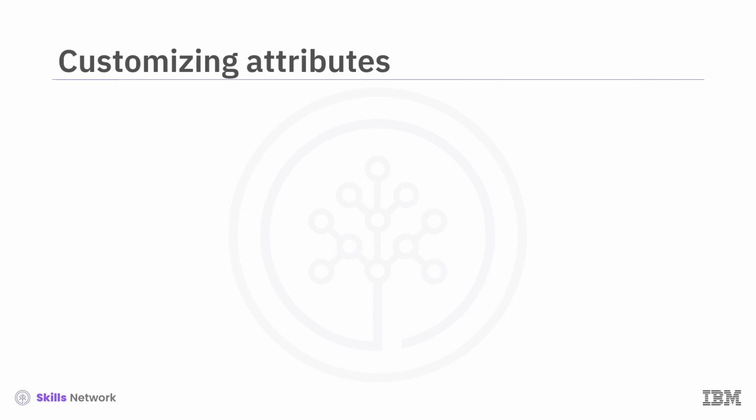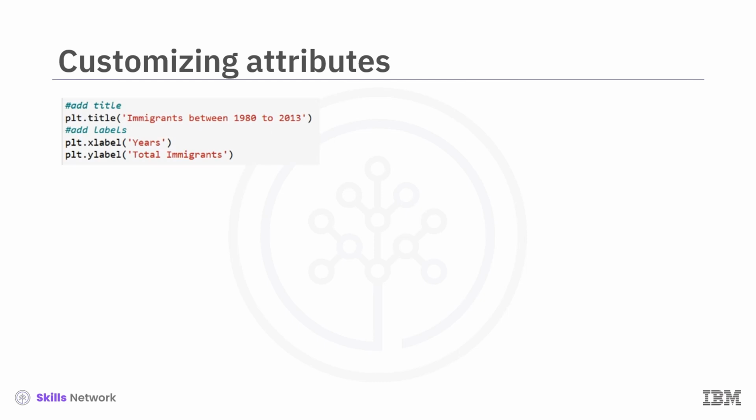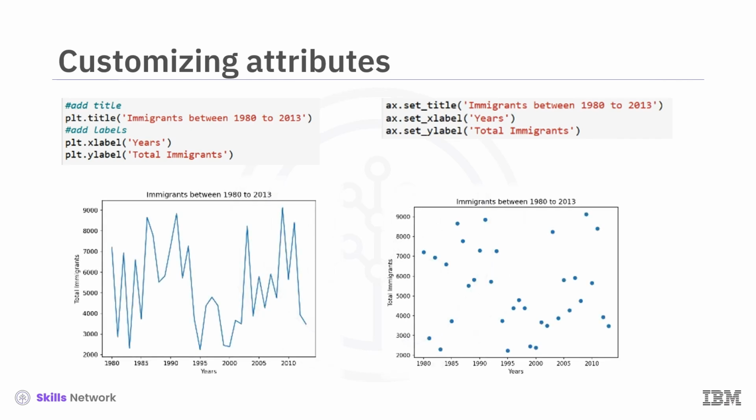Now let's put a title to the plots. To do so, simply pass the title string to the plt.title function. plt.title, immigrants between 1980 to 2013, on both the plots. Label the axis with plt.xlabel as years and plt.ylabel as total immigrants on both axes. You can apply the label and title directly to the axes as shown here. Axes.set_title and pass the title string. Axes.set_xlabel or ylabel. See now, the plots have the title and the labels.